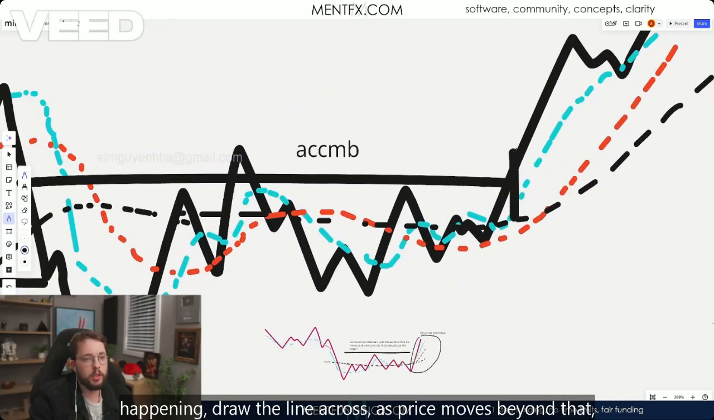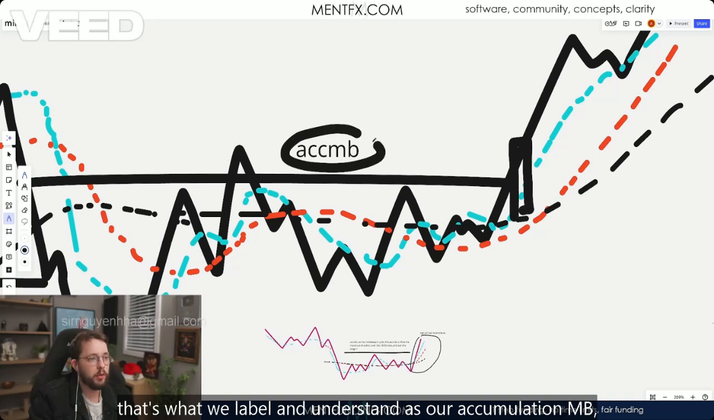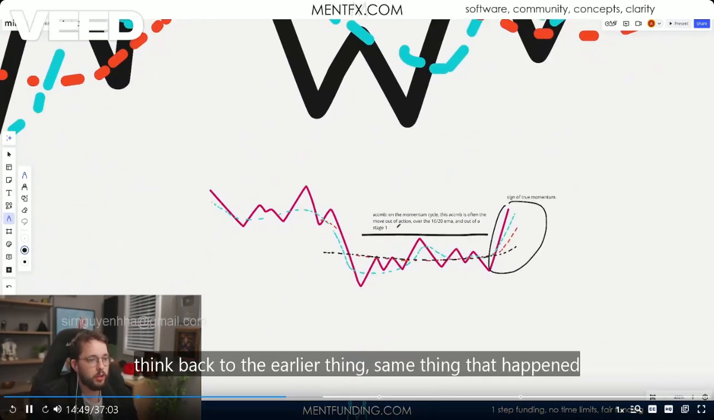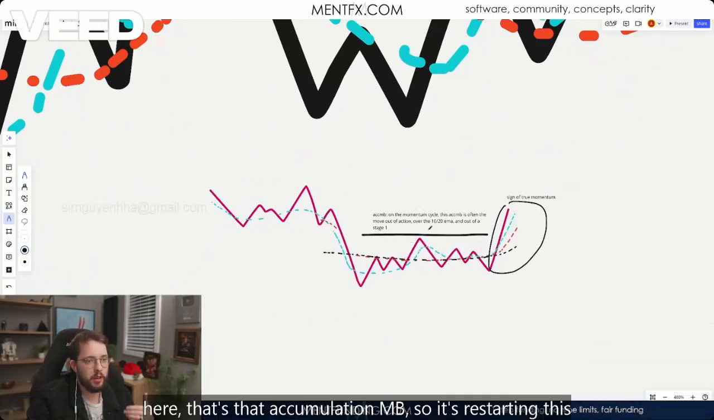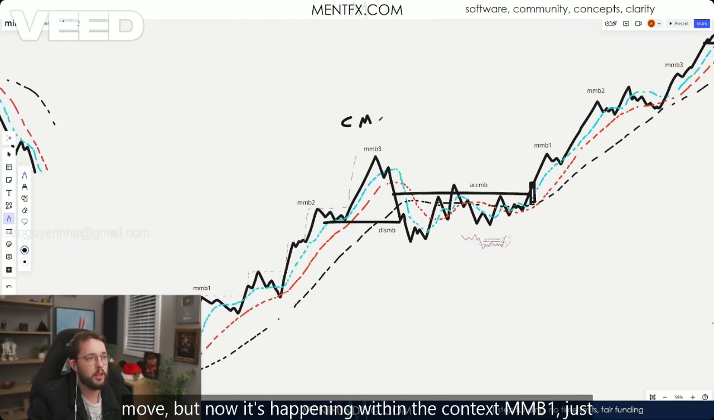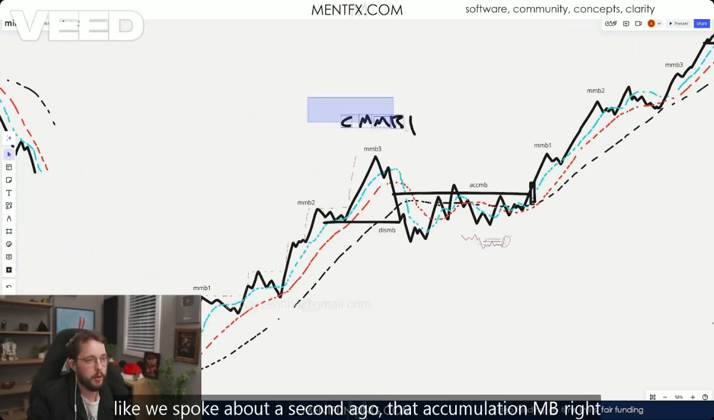As price moves beyond that, that's what we label and understand as our accumulation MB. Think back to the earlier thing, same thing that happened here. That's that accumulation MB. So it's restarting this move, but now it's happening within the context MMB1, just like we spoke about a second ago.